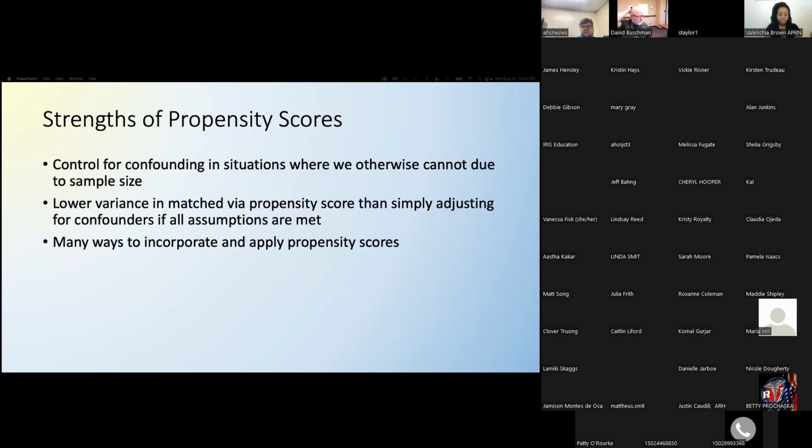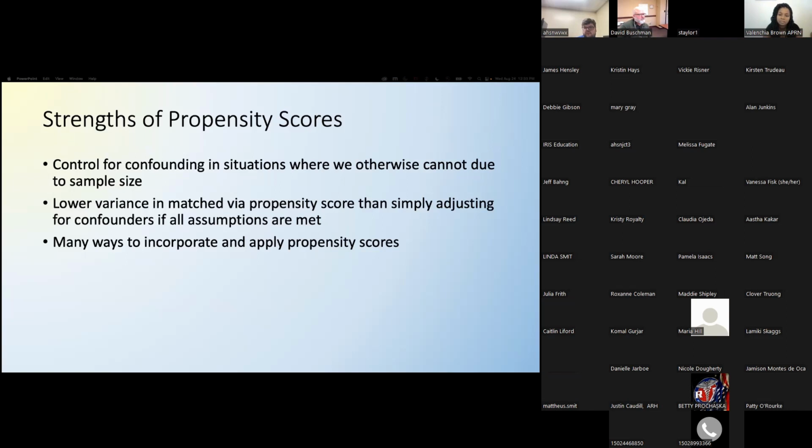That actually is helpful, especially because your variance is what determines your standard error. And that also determines, to some extent, your statistical significance, because the lower your standard error, the more likely you are potentially to have statistical significance. So it could allow you to better detect a difference or an association. And there are many ways to incorporate and apply propensity scores in analysis.